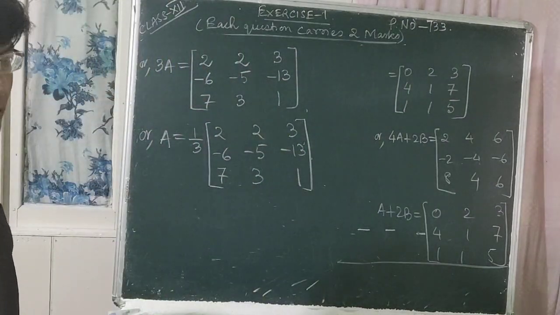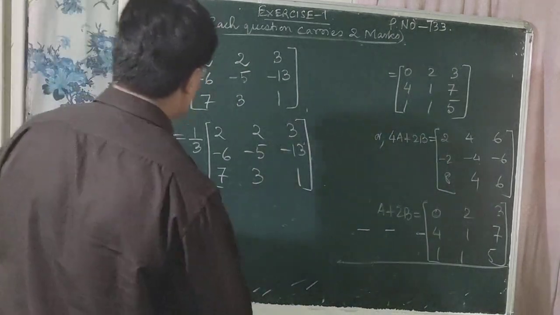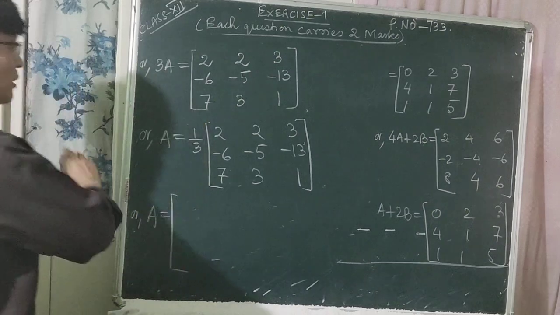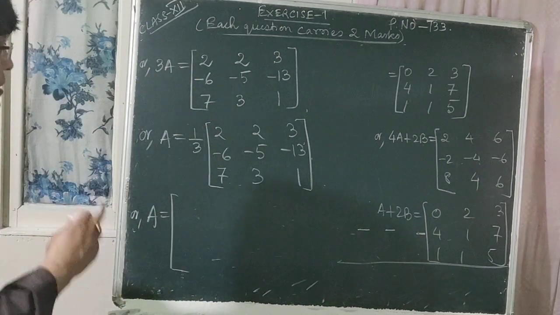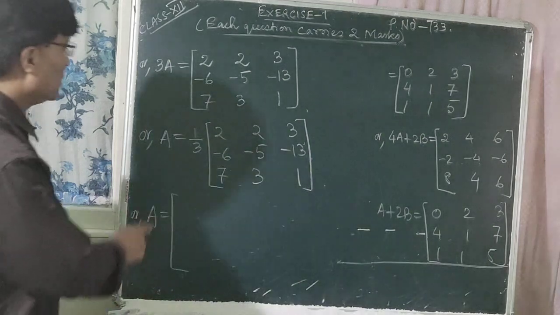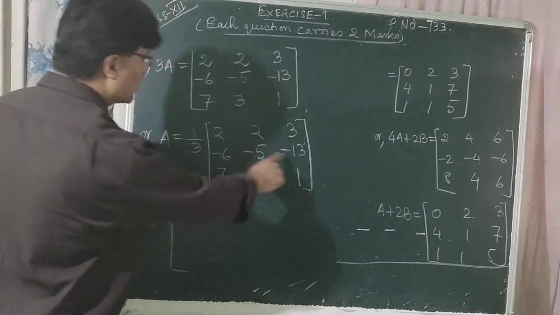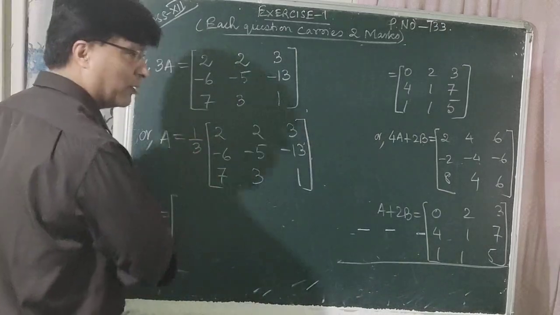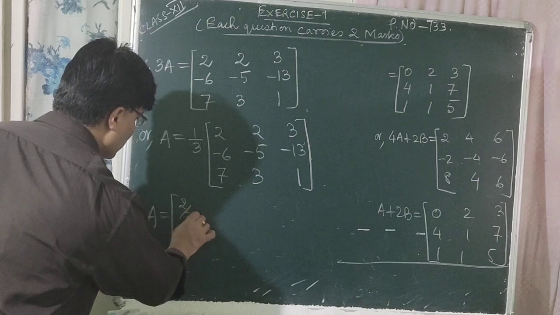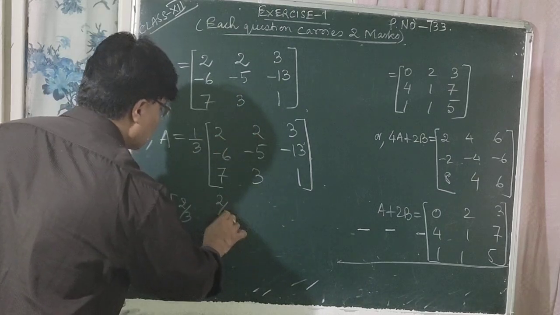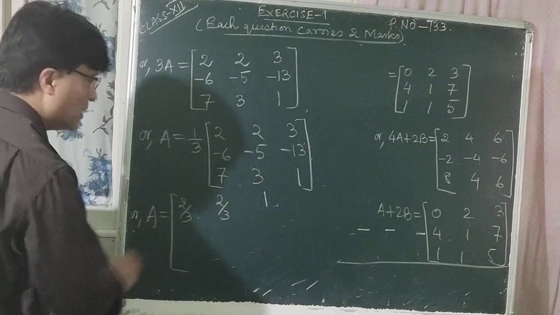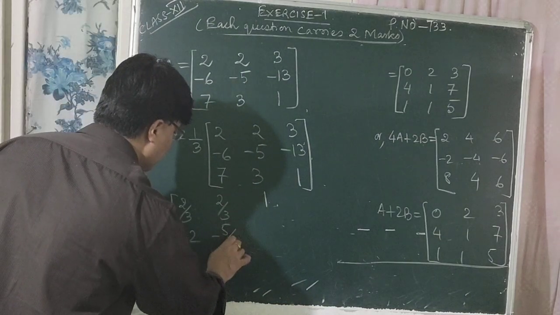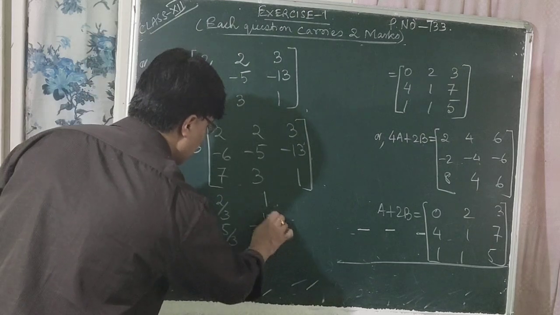Is it clear to all of you now? Next, a is equal to, what is matrix A? Now you have to multiply all the elements by the scalar 1/3. So this 1/3 is the scalar multiplication of this matrix. So you have to multiply all these elements by 1/3. So what do we get? It is 2 by 3, this is also 2 by 3, 1/3 into 3 is 1, right? 1/3 into minus 6 is minus 2, minus 5 by 3, and this is minus 13 by 3.